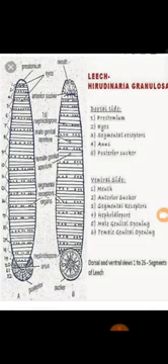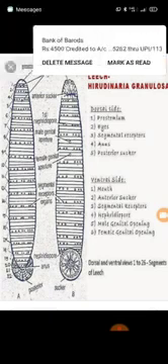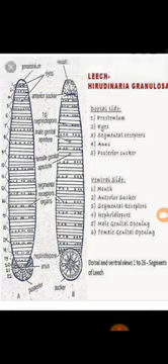So last one is the 27 to 33 segments. 27 to 33 segments have one annulus in each, 1 into 7, 7 annuli. So the total number of annuli is 109. Total number of segments is 33 and the total number of annuli is 109. So leech has 33 segments and 109 annuli.